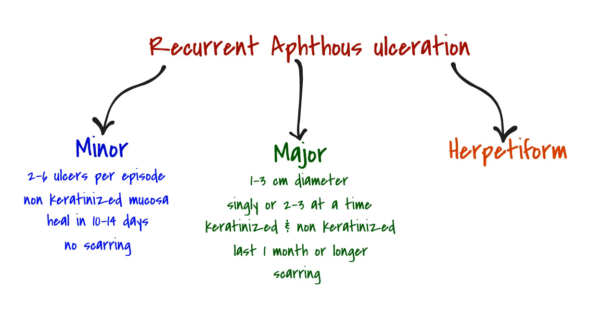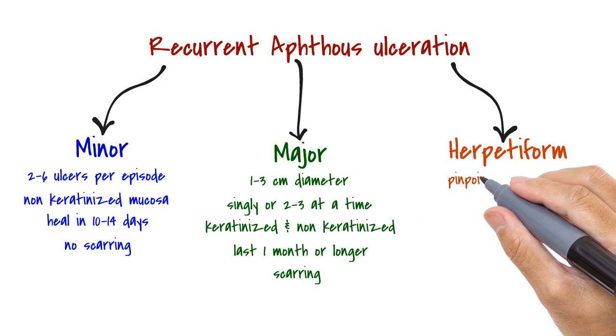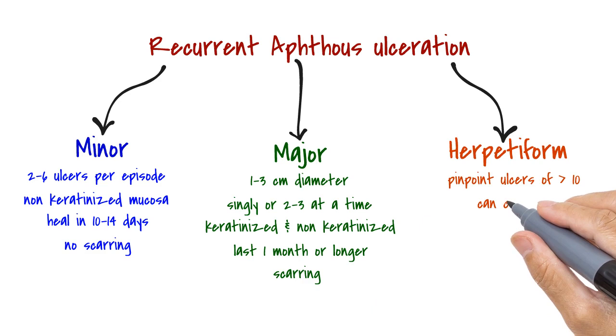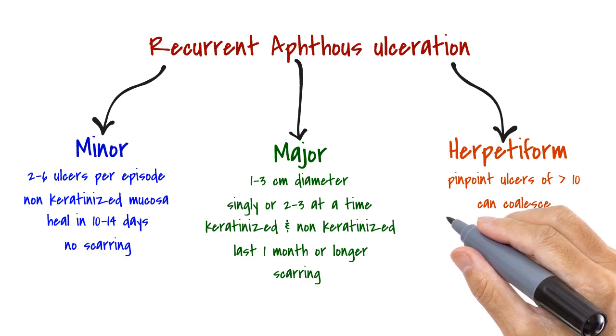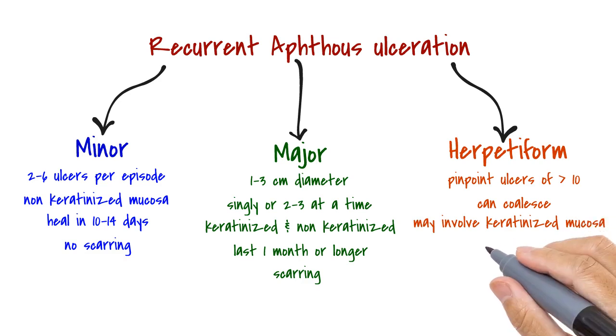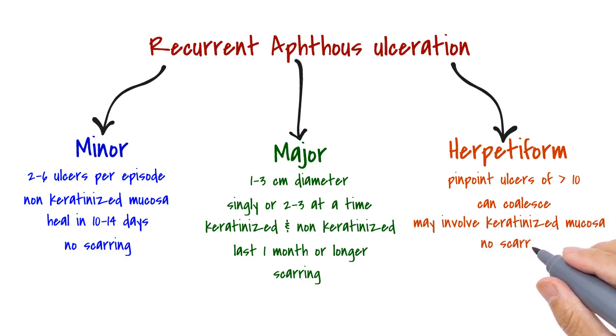Lastly, herpetiform recurrent aphthous ulceration, which is called this because the clinical appearance can look like that of primary herpetic gingivostomatitis, even though herpes viruses have not been found to be involved with this type of ulceration. So herpetiform recurrent aphthous ulceration presents as small pinpoint ulcers, over 10 at a time. These can coalesce to form larger ulcers. They may involve keratinized mucosa, and they heal without scarring.